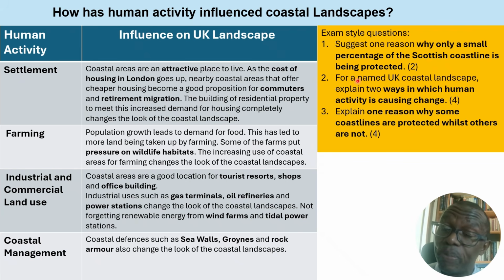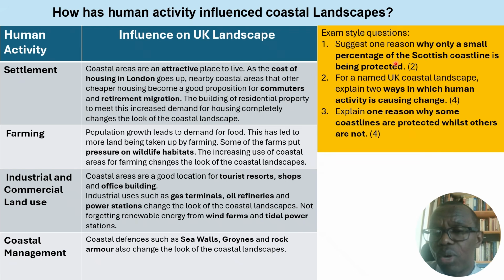Now, of course, we know that the population in Scotland is quite low. As a result of that, there's likely to be very limited protection, because we have to do a cost-benefit analysis. Therefore, if the population is low, then it implies that coastal protection may not be needed, because there is not as much infrastructure there that is valuable to protect.